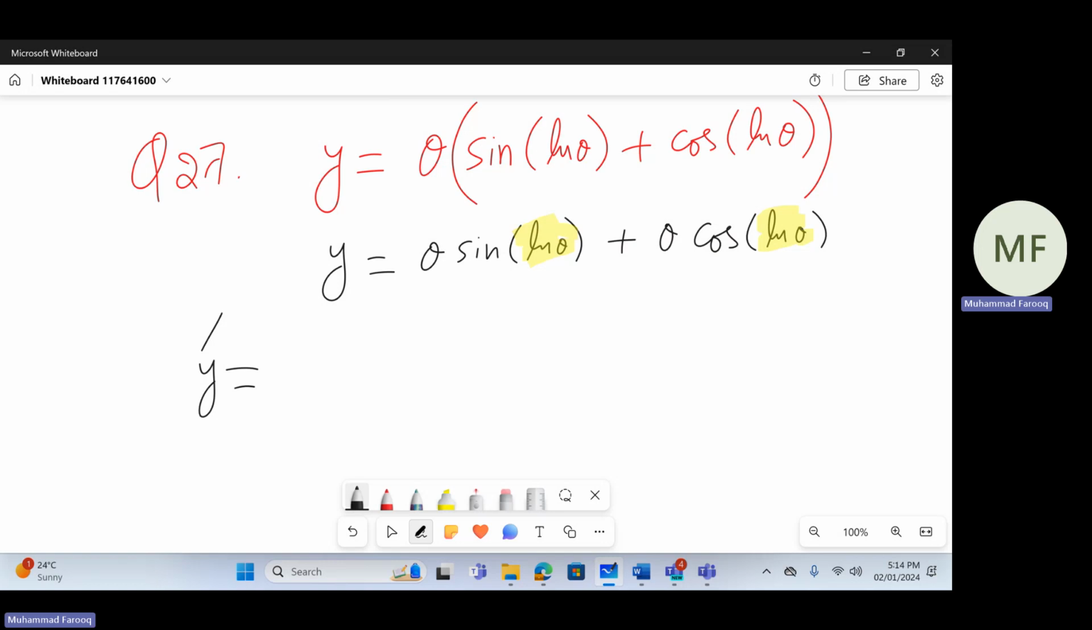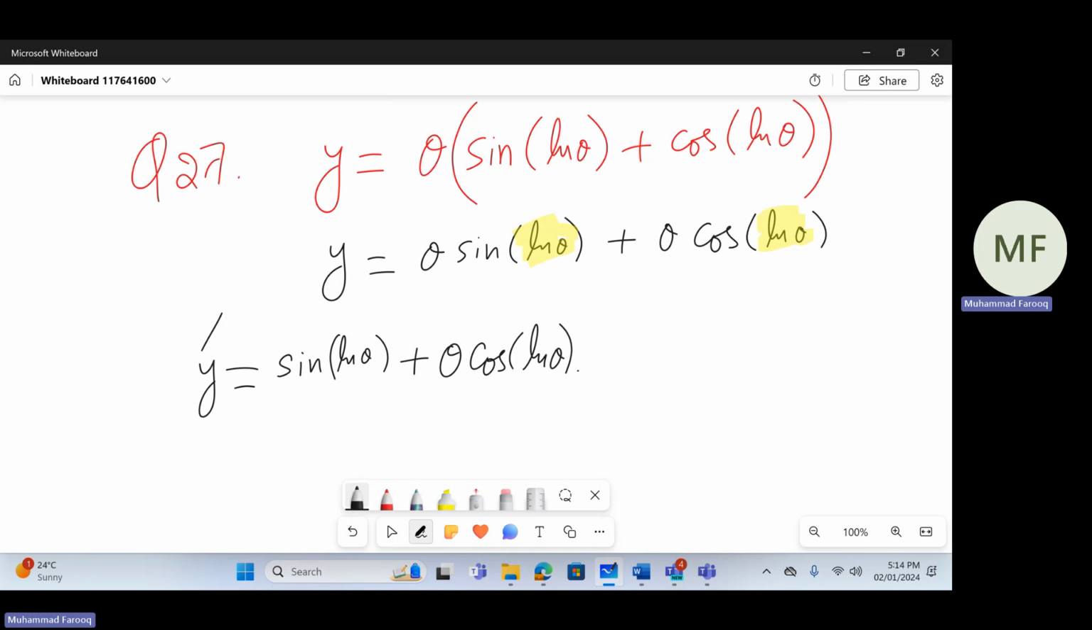Sine with ln theta as it is, plus theta as it is. What is sine's derivative? Cosine, with the same angle, times the angle's derivative. What is the angle here? ln theta. What is the derivative of ln theta? 1 over theta. And the next is 1 by x.